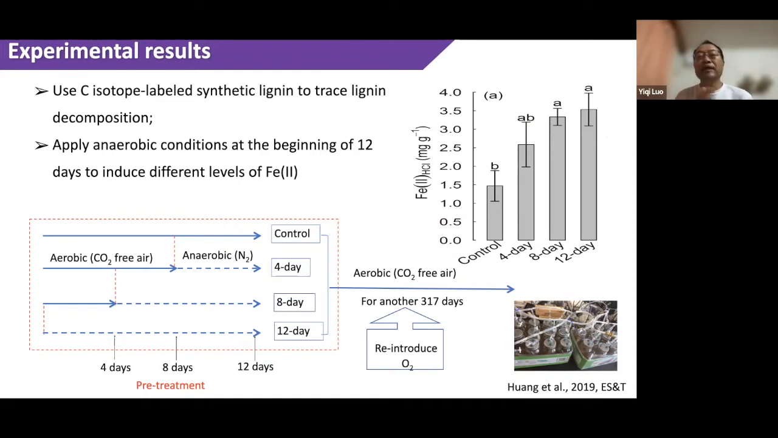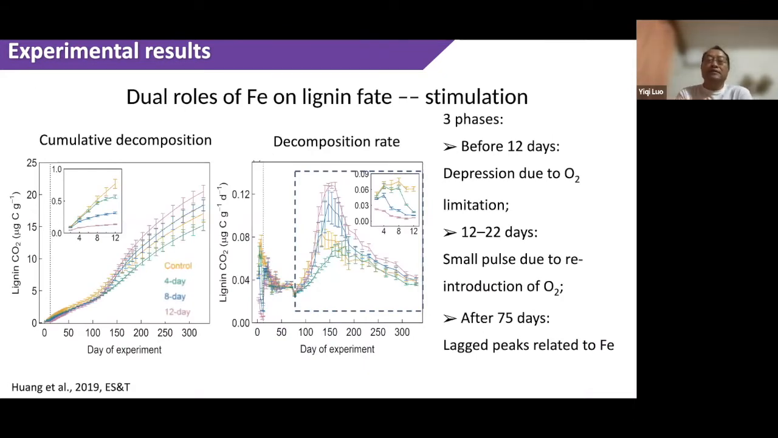And then they created different amounts of reduced iron, and to see how that influences lignin decomposition, they used a soil incubation approach. These are the results you have already seen, the results they observed from the experiment. You can see that the 0-day control has the lowest CO2 release rate, and the 12-day treatment has the highest CO2 release rate. This is because of the highest level of reduced iron.